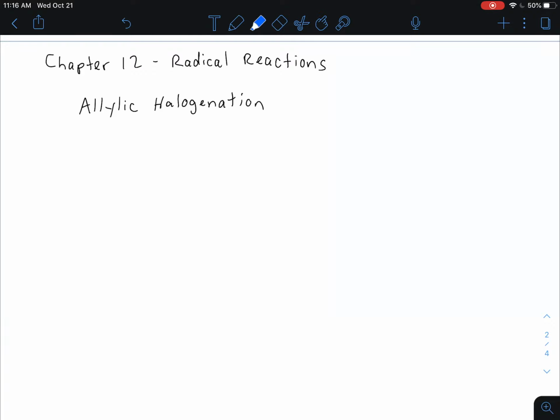So when we talk about allylic, it is referring to a carbon next door to a pi bond. And more specifically, a C-C pi bond.